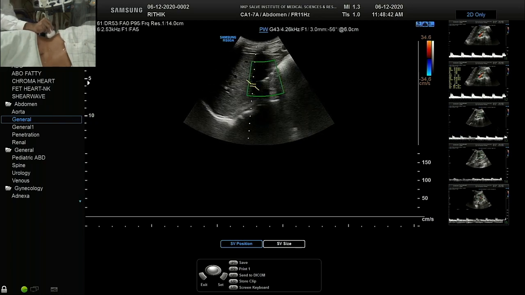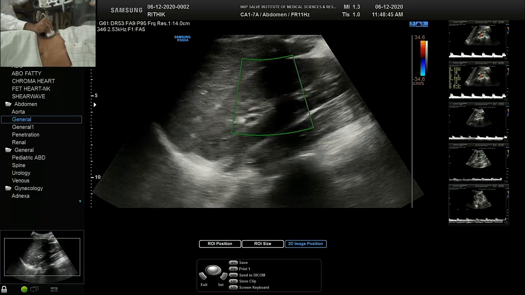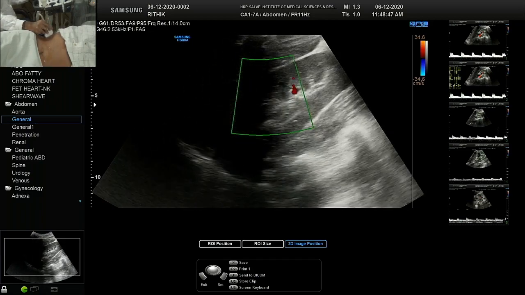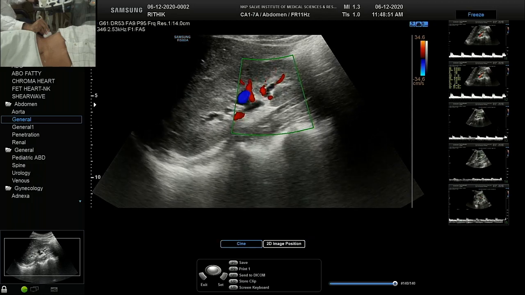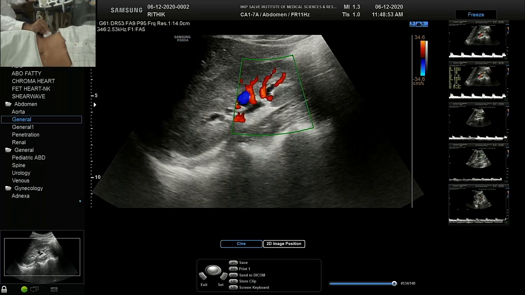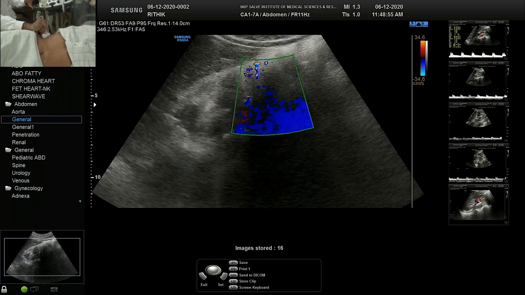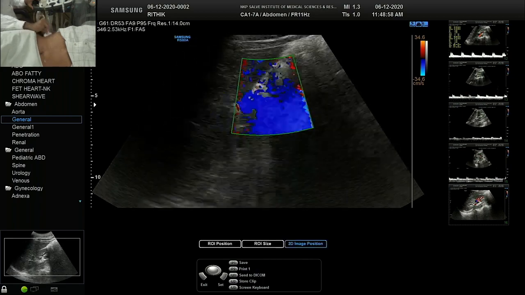If you want, you can see the interlobars as well. These are interlobars 1, 2, 3. If you want, you can sample them with the same technique.